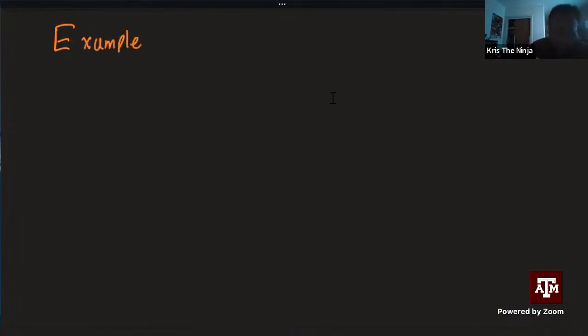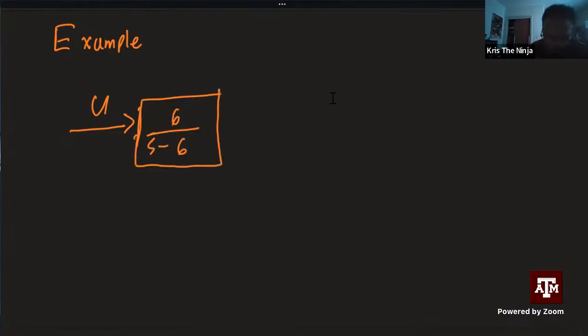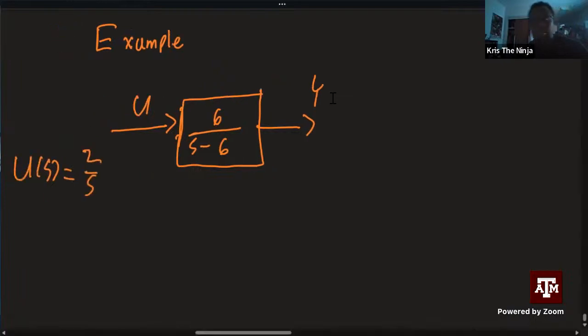Let's say we have a U going into a system of 5 over S minus 5. That's a bad idea. We'll do 6 over S minus 6, that way we don't confuse 5 for S and S for 5. Then that comes to an output of Y. We'll say that U of S is 2 over S.